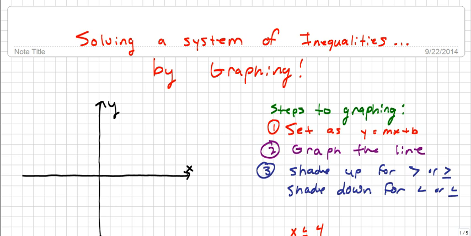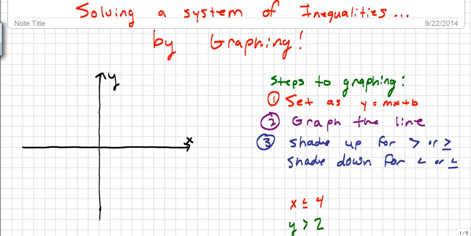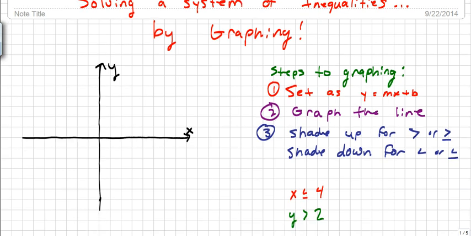You're going to graph these just like inequalities. Just going to have more than one of them. That's the only difference. So our first step every time is going to be to set our line as y equals mx plus b. And then we're going to graph the line, and then we're going to shade above or below for less than, greater than or equal to, less than, that kind of thing. So again, no different. You just have more than one on a graph at a time.